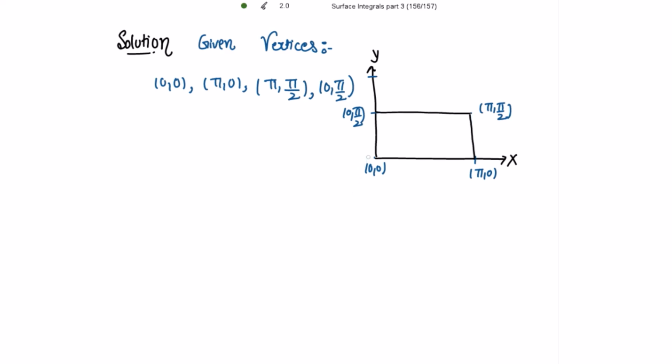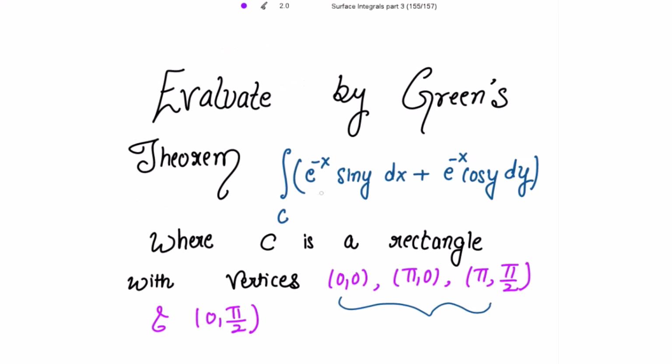Let's name them: the origin O, and this the point A, this the point B, and this is the point C. Now let's take the region enclosed by the curve C. Alright, let R be the region enclosed by the curve C, and let's consider this to be P and this to be Q.